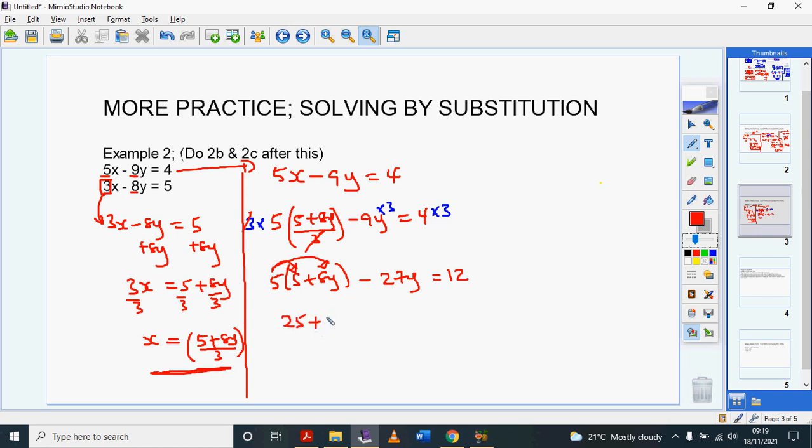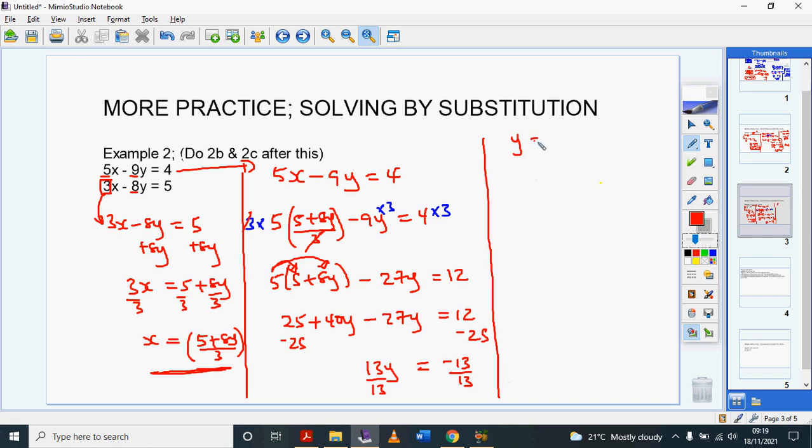25 plus 40y minus 27y is equal to 12. So I'll subtract 25 on both sides. Minus 25, minus 25. And 40 minus 27 is the same thing as 13, I believe. That's 13y is equal to 12 minus 25, which is negative 13. So I have 13y is equal to negative 13. Divide by 13, divide by 13. I hope we can see that y is equal to negative 1.